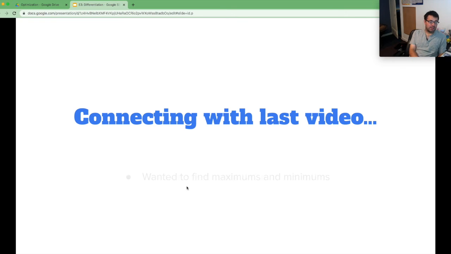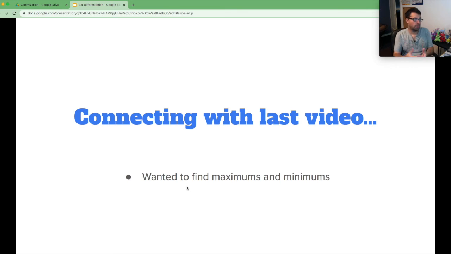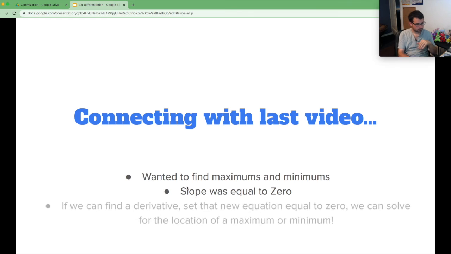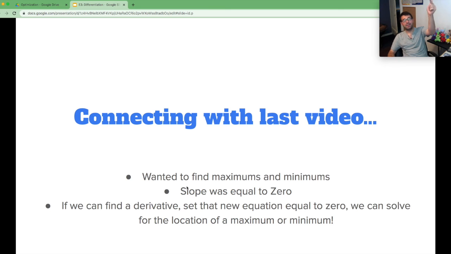So, connecting back to the last video, we wanted to find maxes and mins because that's how we optimize a function. That's how we find our best values for a graph in particular. We noticed that those maximums and minimums happened when our slope was equal to 0, when we had those small little horizontal lines. So if we can find the derivative of a function and set that equation equal to 0, we can solve for what x value, what input value, is the location of a maximum or minimum. We can find those optimal values using the derivative.